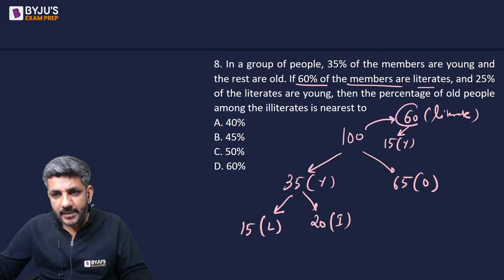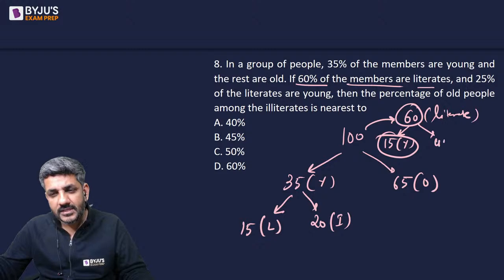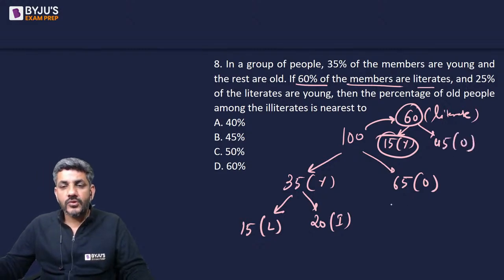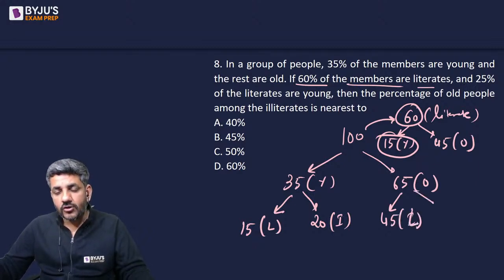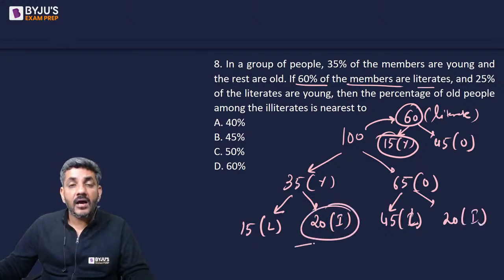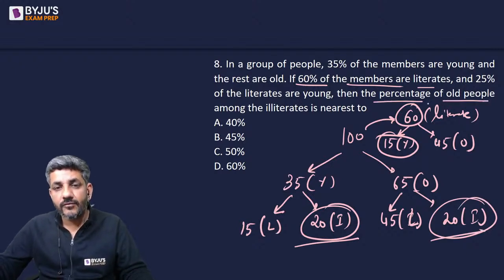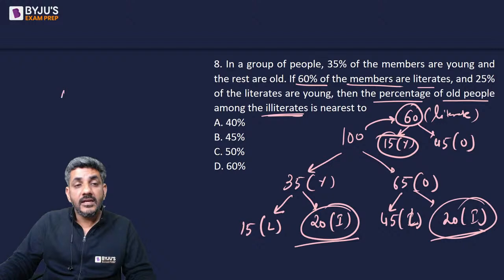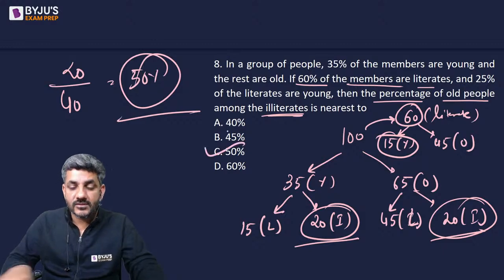Also, if 60 people are literate, out of which 15 people are young, the remaining people, that is 45, are old. So out of these 65 old people, can I say 45 are literate? That automatically means 20 people are illiterate. So 20 young are illiterate, 20 old are illiterate. He is asking the percentage of old people among illiterates. Illiterates are 40, among them old are 20, and that makes it 50% of the total, which is option C.